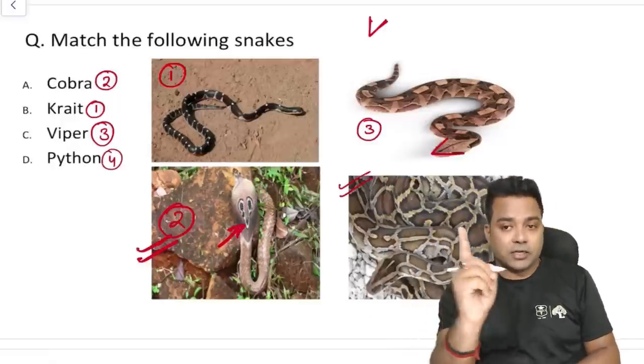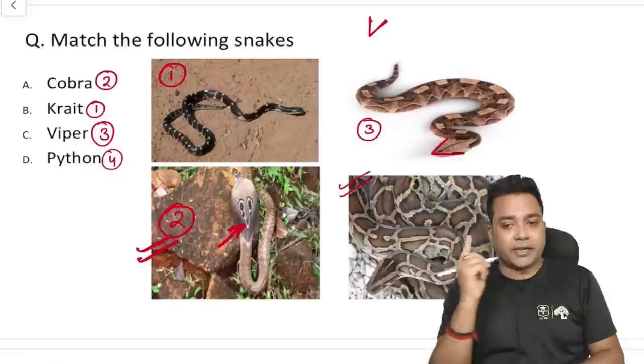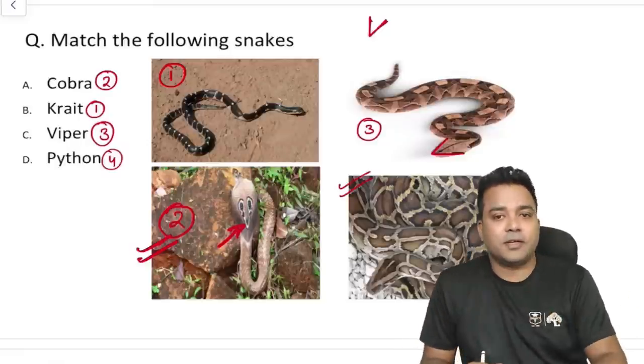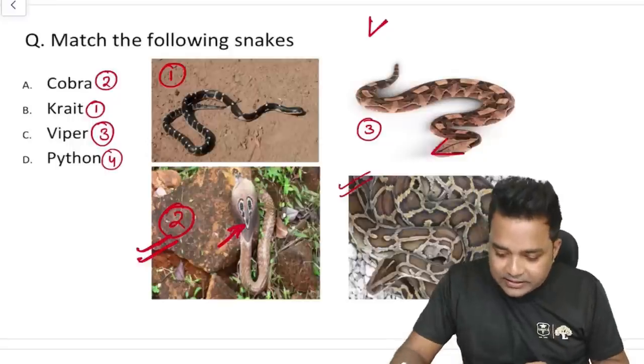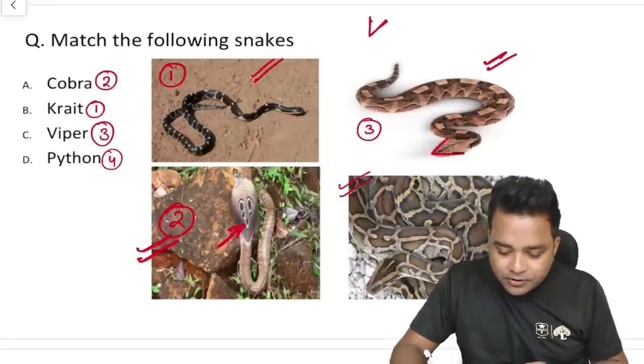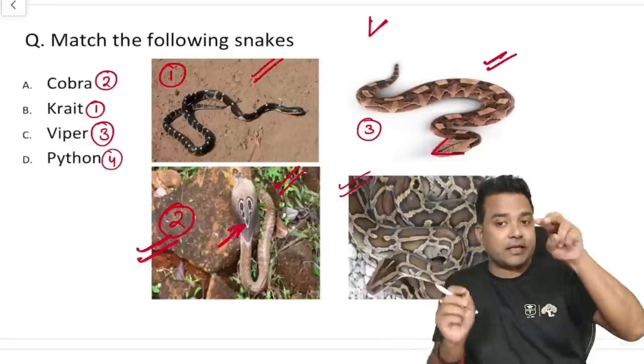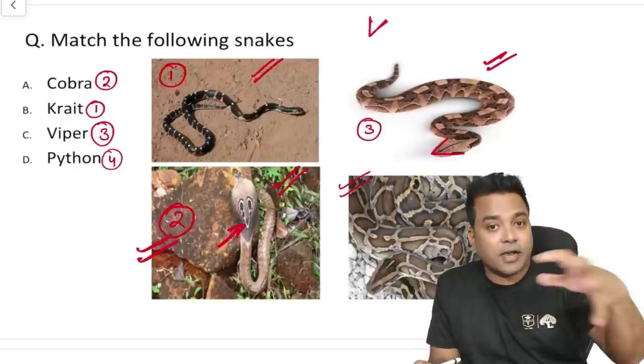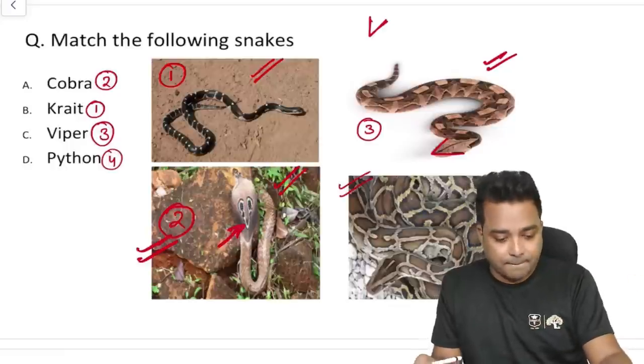Python actually encircles the prey and causes a sort of traumatic asphyxia to the people. While these snakes have got venoms in them when they use their fangs. Yes, venom is injected and they are highly venomous snakes. Correct?